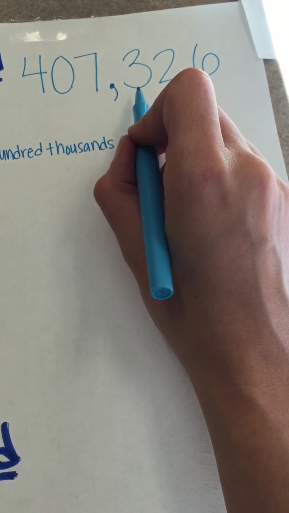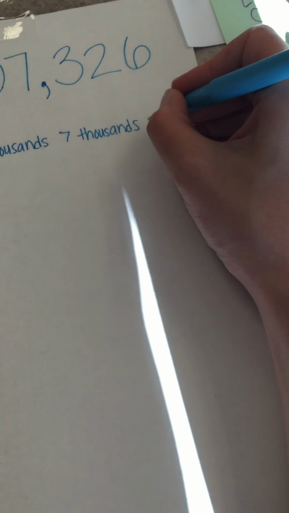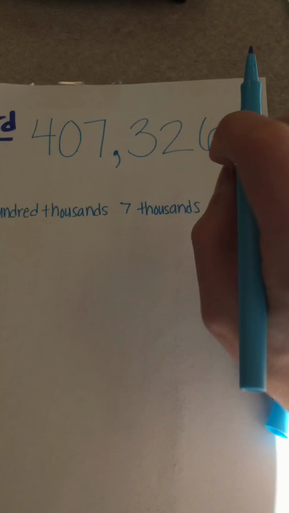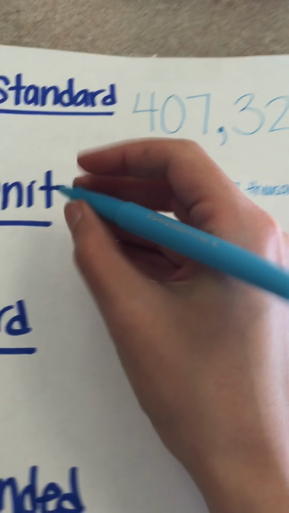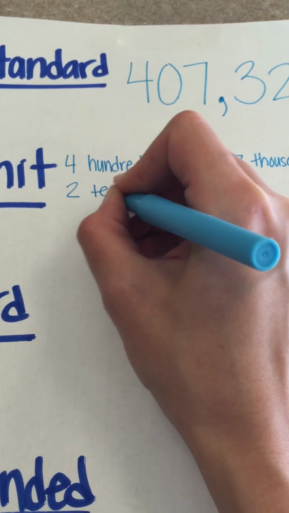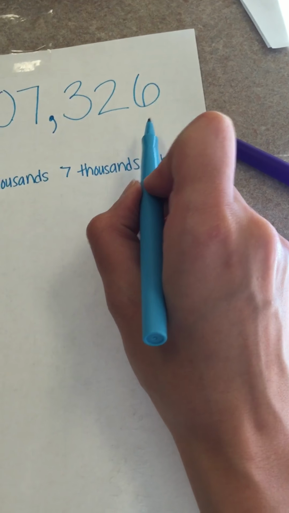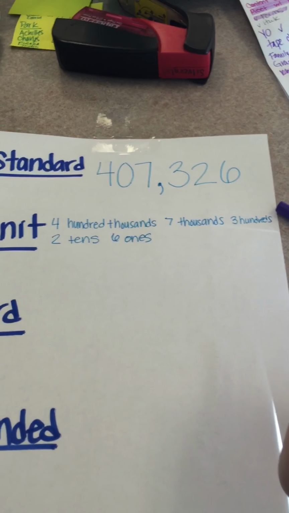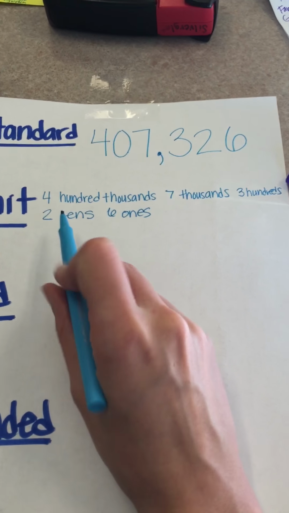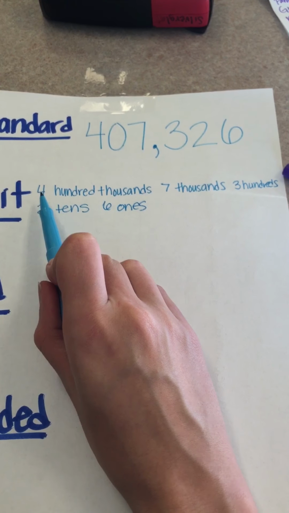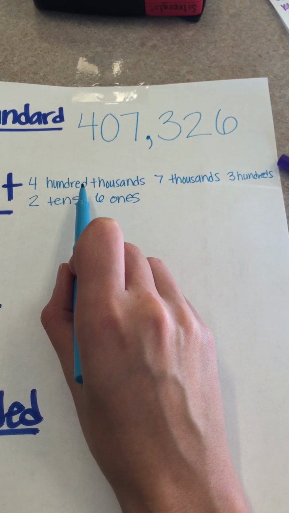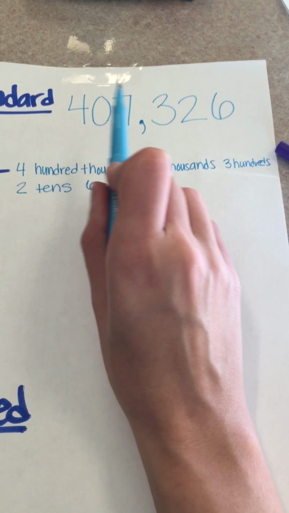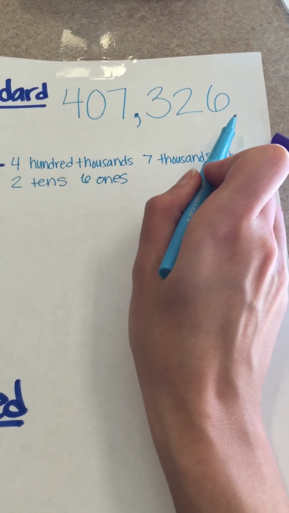Are there any hundreds? Yes. 300s. Are there any tens? Yes. 2 tens. Are there any ones? Yes. 6 ones. What do you notice about unit form? It has a mixture of digits and words. It also has a digit and a word for every single place where there is a number.